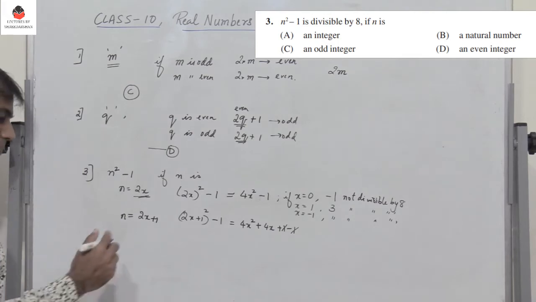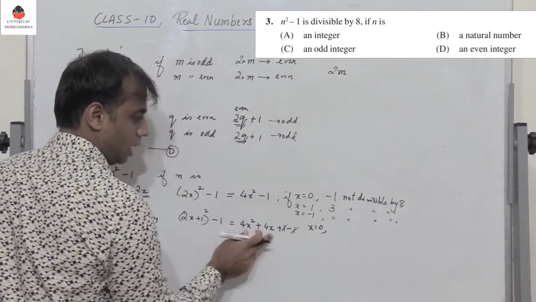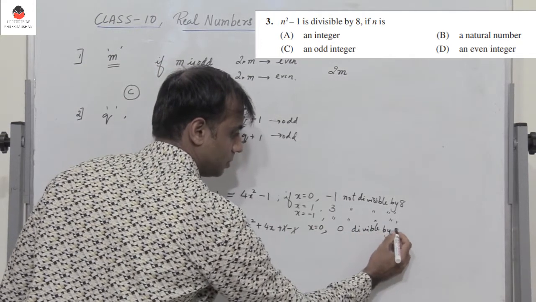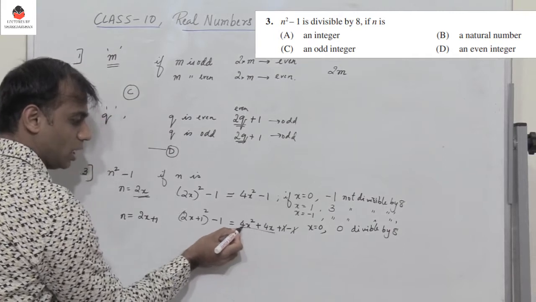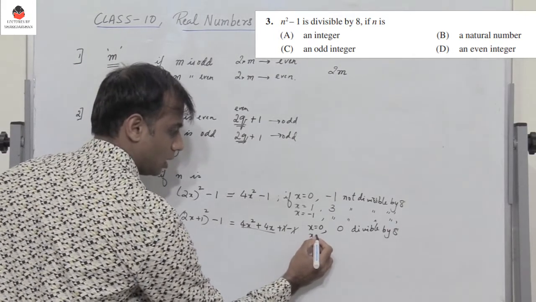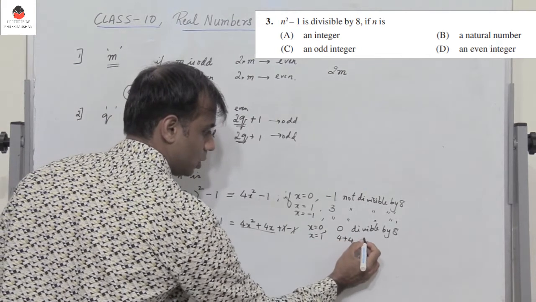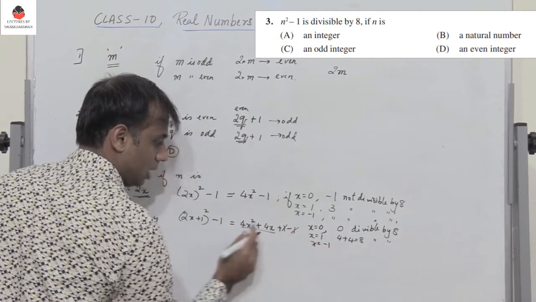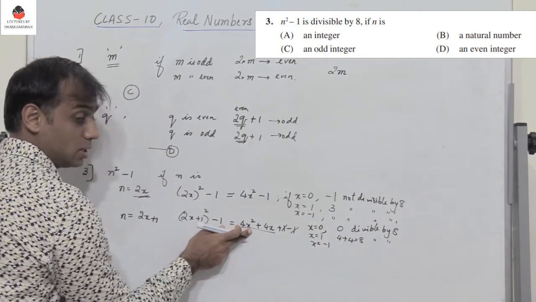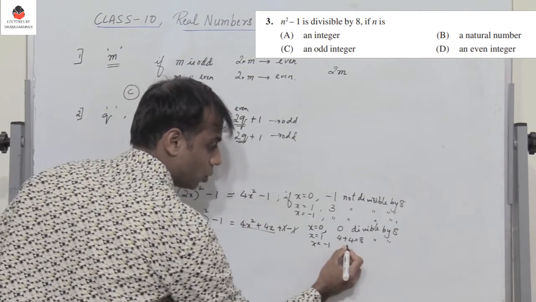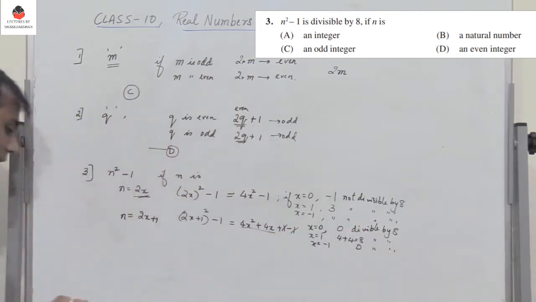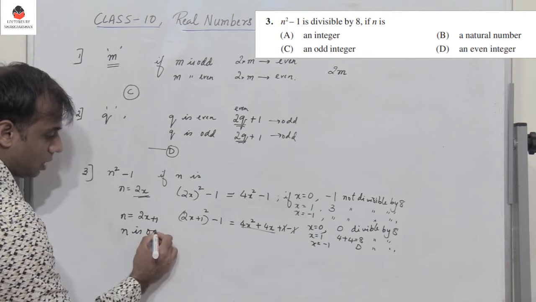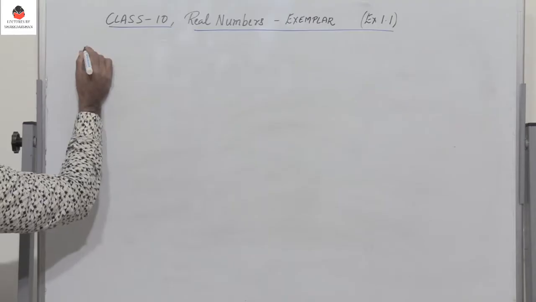So here what happens? If x is 0, I get 0, which is definitely divisible by 8, because I have 4x square plus 4x. Now if x is 1, I get 4 plus 4, which is 8, which is divisible by 8. If x is minus 1, I get 4 into minus 1 square, which is 4 into 1, minus 4, which again gives me 0, which is divisible by 8. So therefore n is an odd integer. So n is odd, and the right option is option C. Question 4.